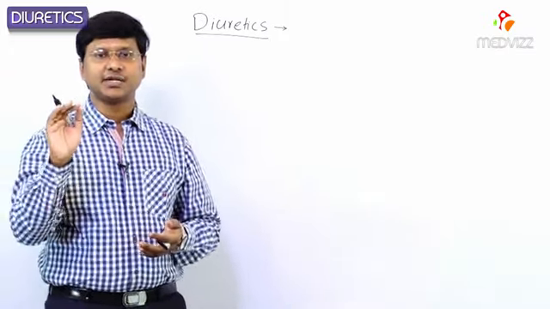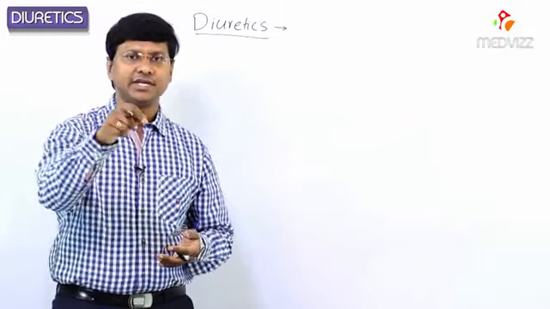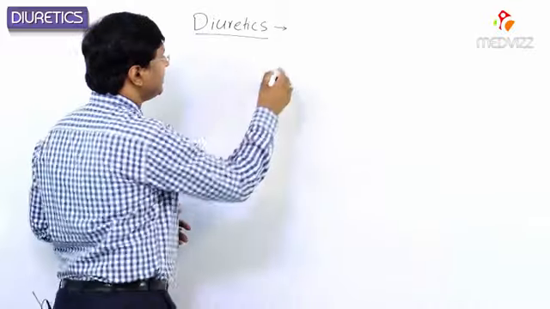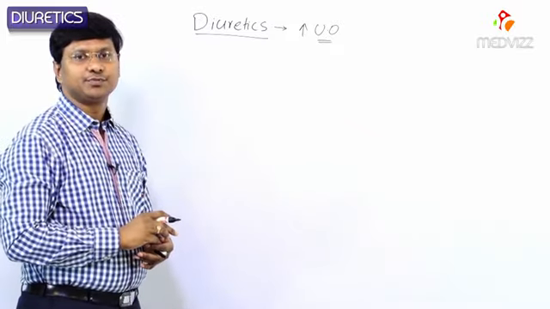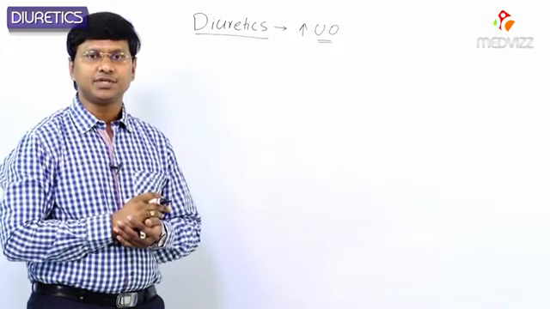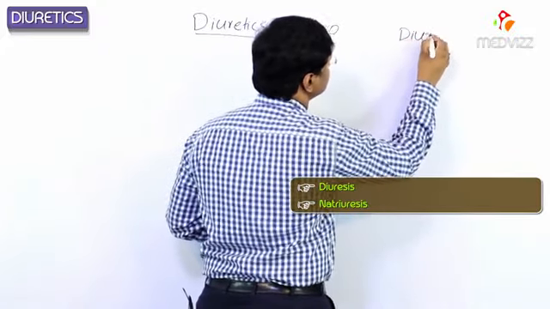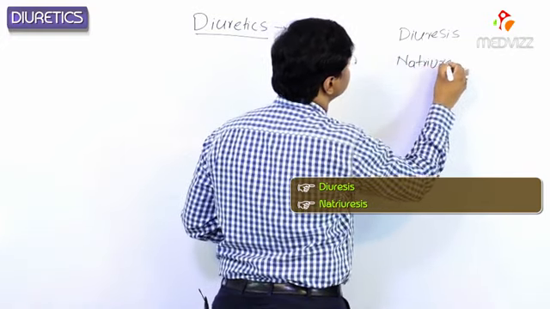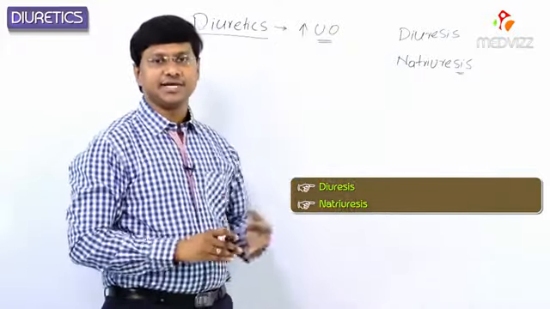Remember, diuretics are those substances which, whenever you give them to any biological system, will increase the urine output. And we have two terminologies: one is diuresis and the other one is natriuresis. Now what do you mean by diuresis?